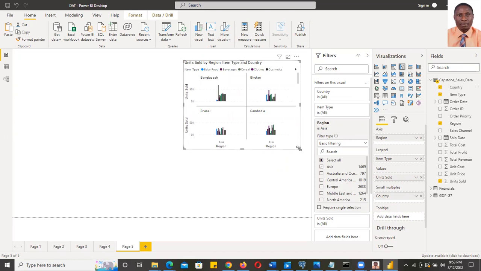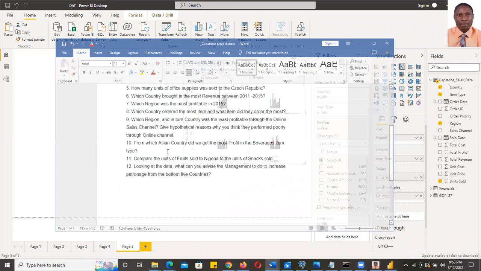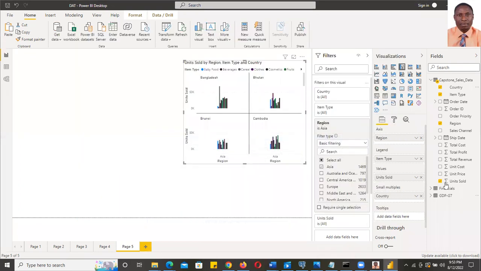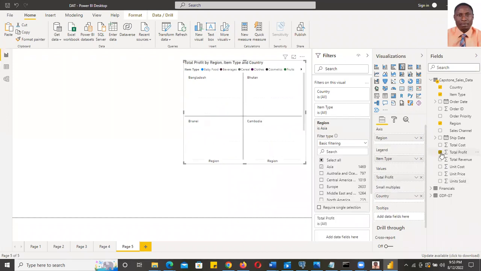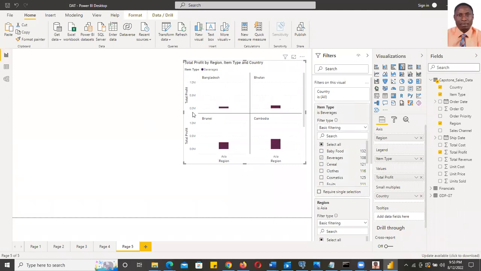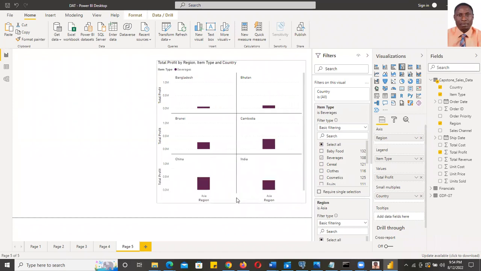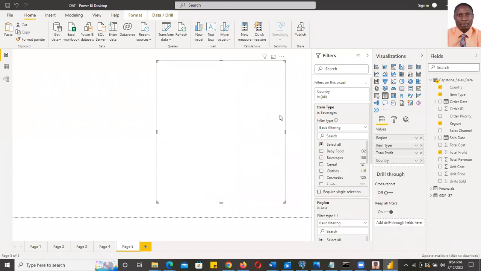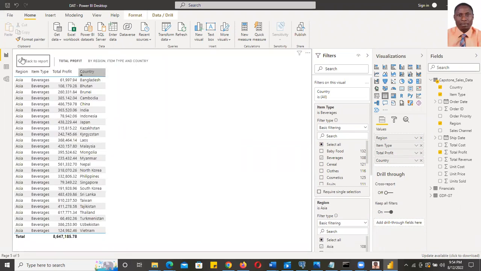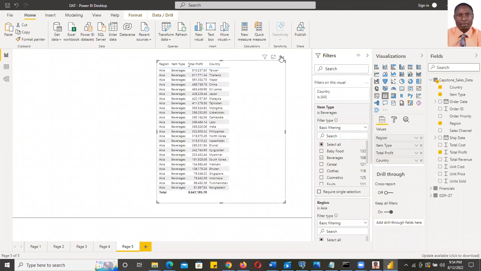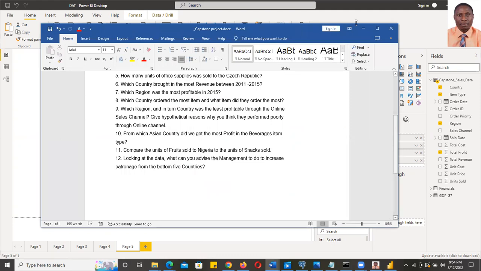It has divided it. Okay. What's the question again? Let me pick the question again. From which Asian country did we get most profits in the beverages item type? Okay, not units sold. Profits. Let me make this a table. It's going to be better in the table. Okay, beautiful. So let's sort by total profits in descending order.